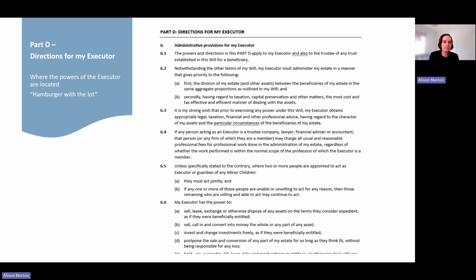Now, Part D, directions for my executor. This is where all the powers of the executor are listed. This is a really long section, so we would describe it as like the hamburger with the lot. So it's much easier to have powers that you don't need in the will rather than not include a power that you wish you had. So most of these will probably never be needed, but it's better to have them and not need them than the other way around. You don't need to understand this in detail, but by all means, if you want me to explain any of it, please let me know.